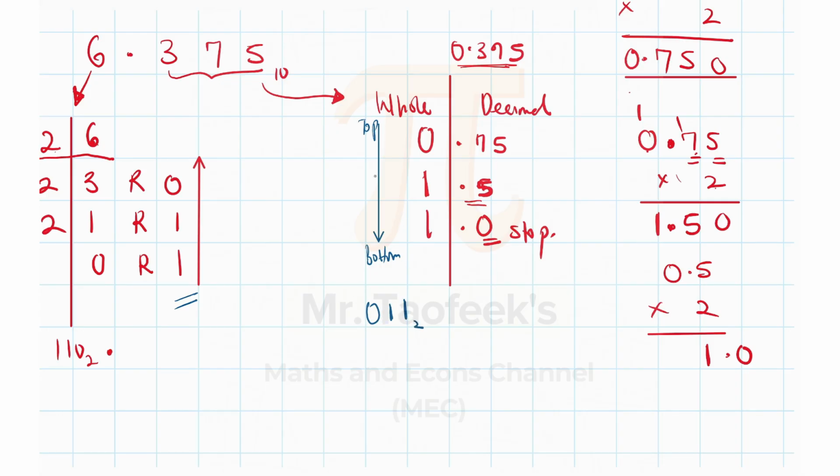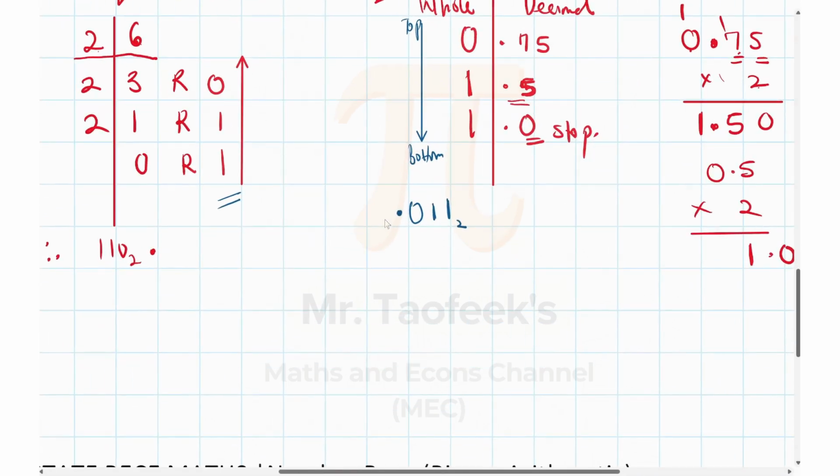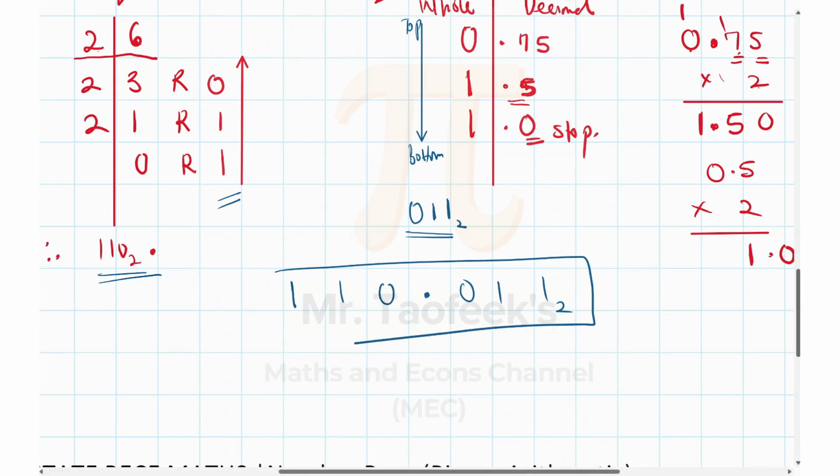And because it's the decimal part of the entire question, we're going to have a decimal. So our final answer is just bringing this and these together. I wrote the decimal here already, so you can leave it. So our final answer will be 110.011 base 2. That is our final answer.